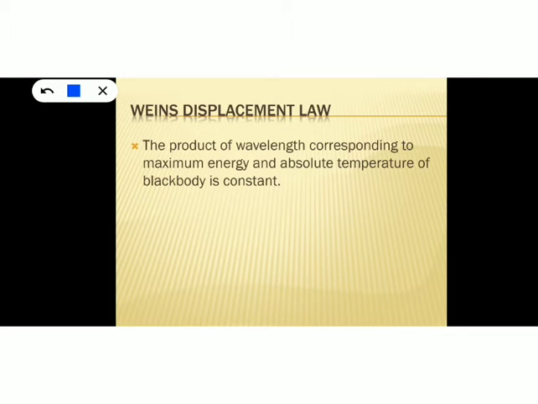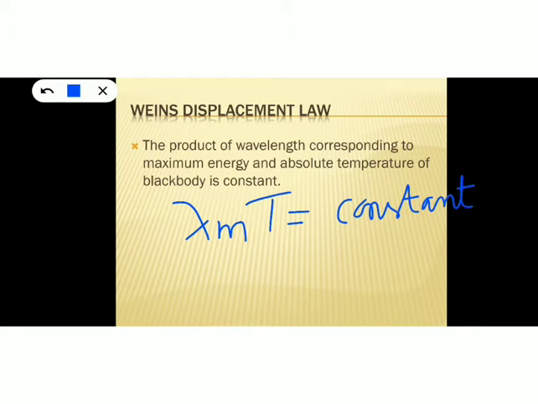So mathematically we can express Wien's displacement law as follows. Lambda suffix m into T equal to a constant. That is, the product of wavelength corresponding to maximum energy and the absolute temperature is constant. So lambda m is the wavelength carrying maximum energy and capital T is the absolute temperature.